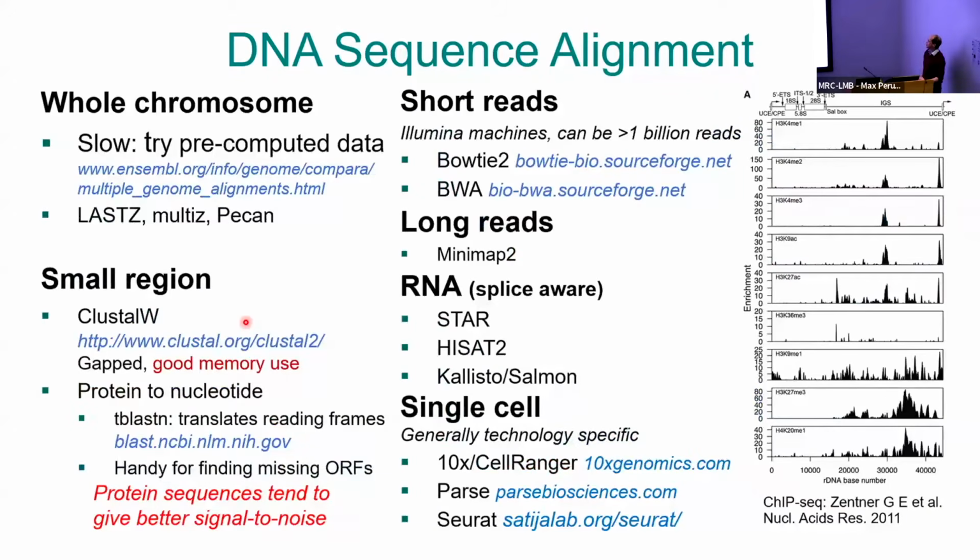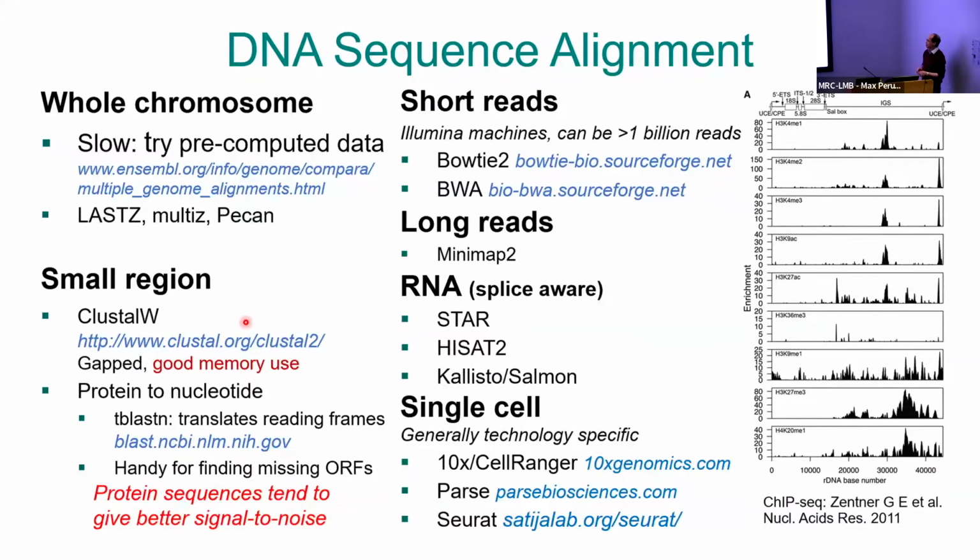So just looking at, you're all familiar with the idea of DNA sequence alignment. This is the idea of aligning sequences to one another, so two or more sequences to one another. But the type of aligner that you want to use will depend on the particular type of question you're trying to ask. So you may be performing some sort of whole genome alignment where you want to compare one genome with another. And for that, I would recommend tools such as PECAN or Multiz.